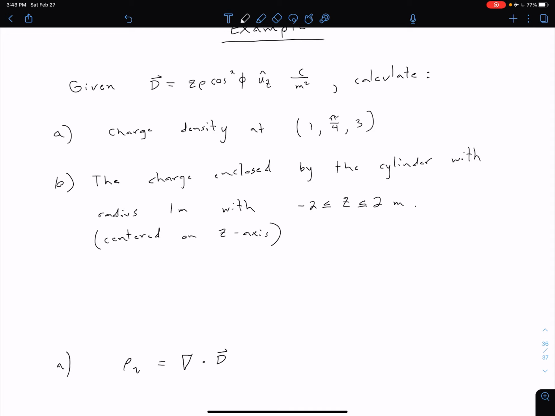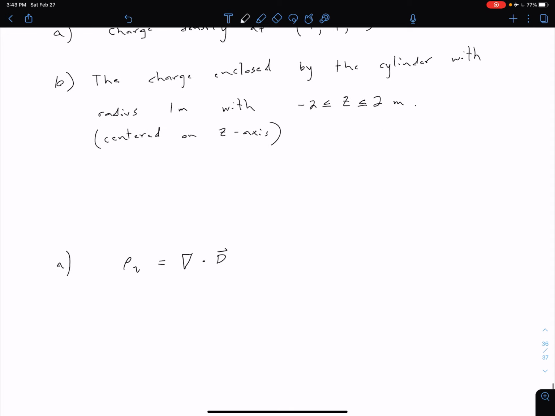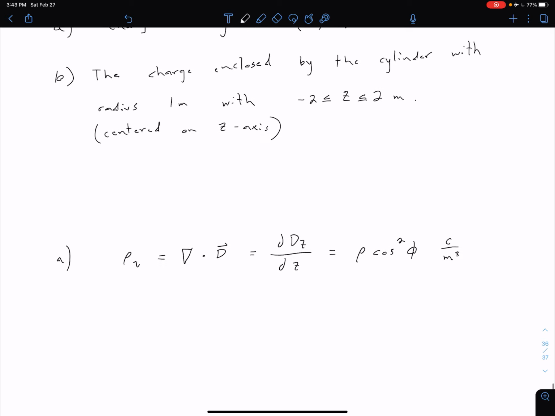We can tell that this is in cylindrical coordinates because we have our rho and phi dependence. So this is going to be the partial of our z component with respect to z, just from our definition of divergence. So we get that this is rho cosine squared of phi coulombs per cubic meter. It's coulombs per cubic meter now because we're looking at a volume charge density.